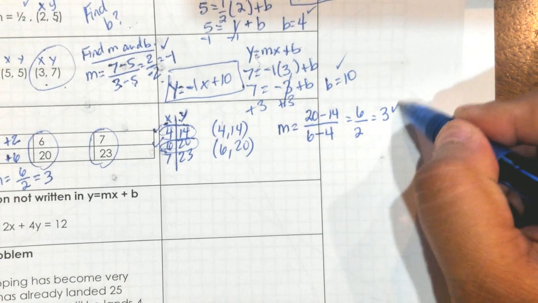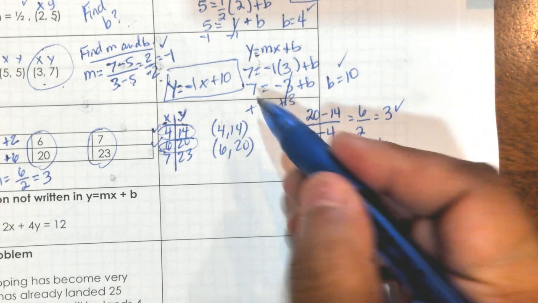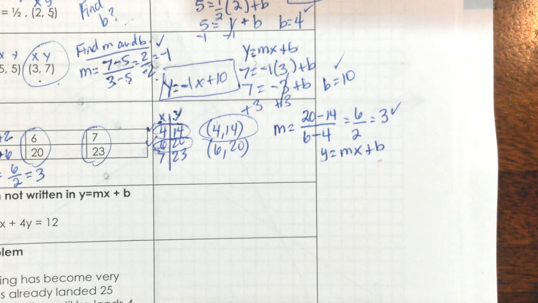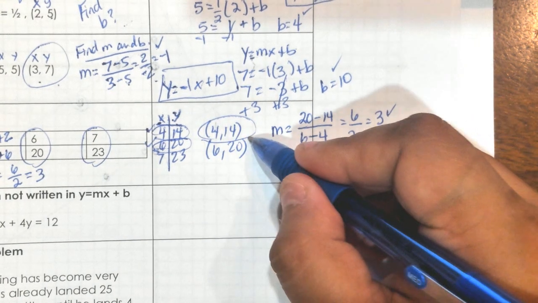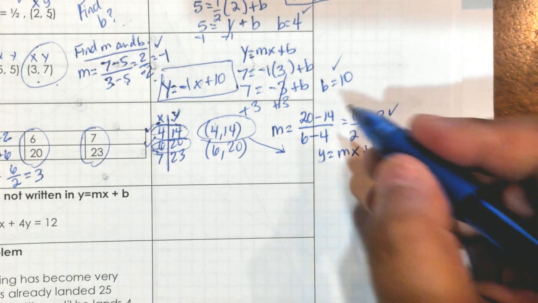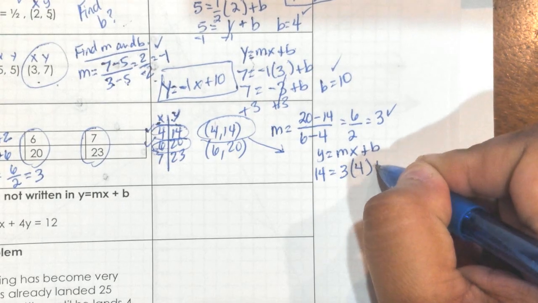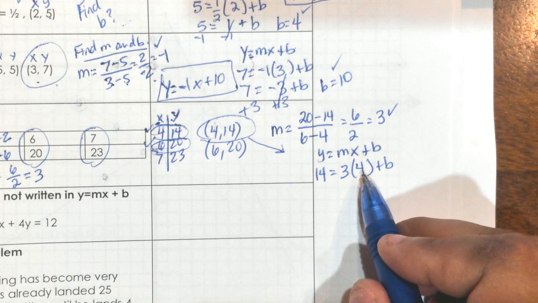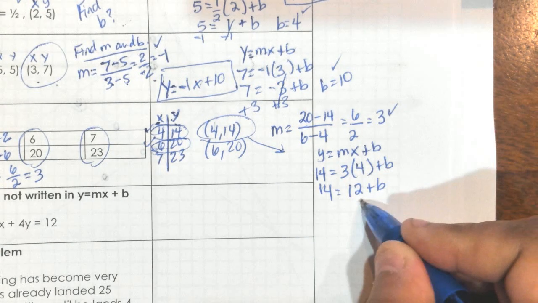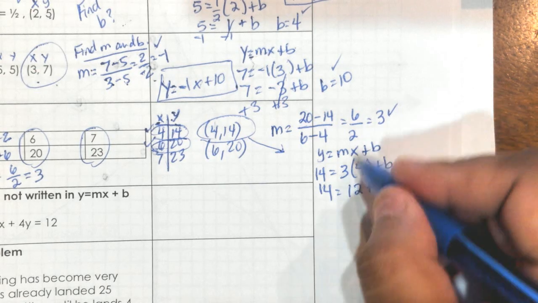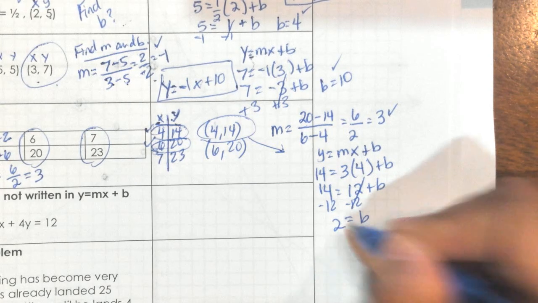Your next step: y equals mx plus b. Just use one of your points. See how I use this one. It's smaller numbers. Okay, so this is x. This is y. 14 equals 3 times my x, which is 4, plus b. What is 3 times 4? 12. 12 plus what is 14? 2. Well, if you don't know that, just subtract 12. B is equal to 2.